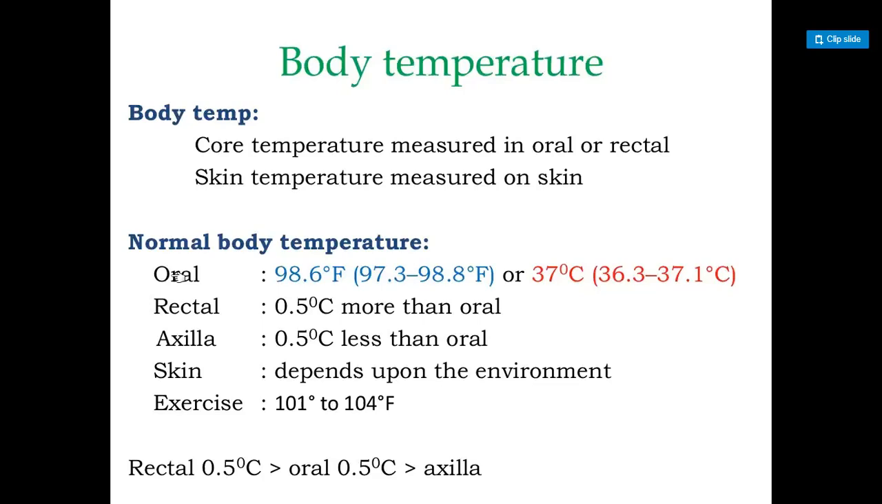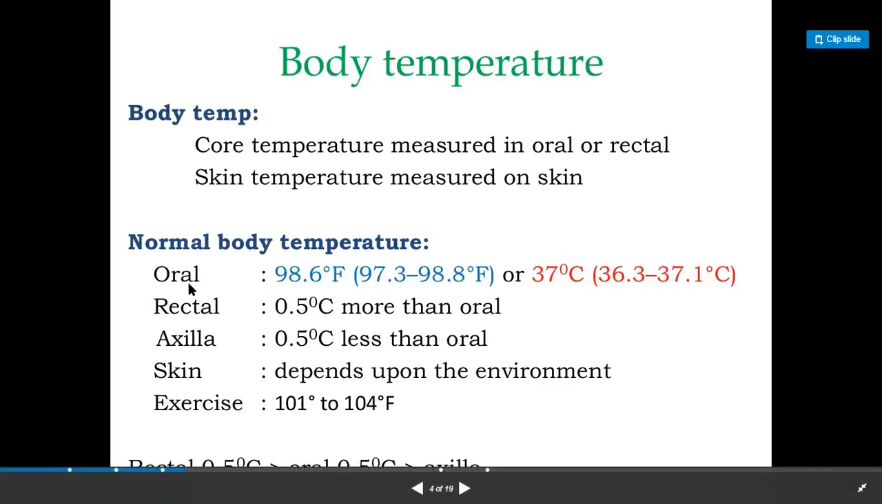Or in degrees Celsius, it is 37 degrees Celsius, or 36.3 to 37.1 degrees. That is the fluctuation, the range, the limit. It shouldn't go above that or below. Once it goes outside that range, then you could have what is called hyperthermia and hypothermia. Now, that is the oral temperature.